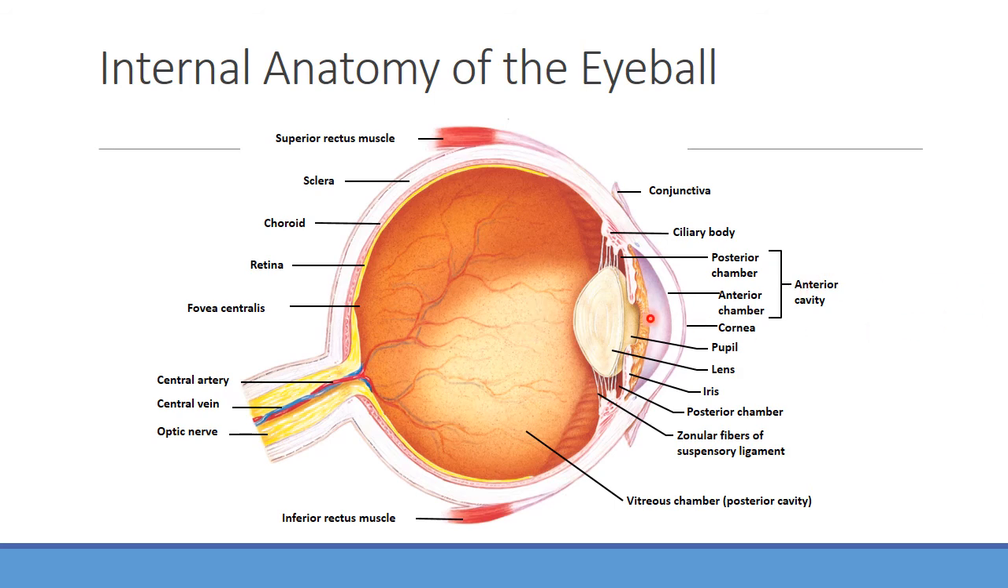So essentially, light is going to be traveling through the cornea here. It's going to be traveling through the pupil, which is being surrounded by the iris. It's going to then hit the lens. That light will then be refracted, and it's going to be transmitted back here to the retina.